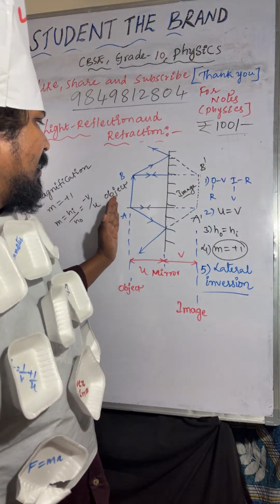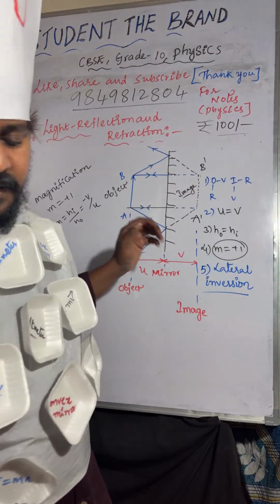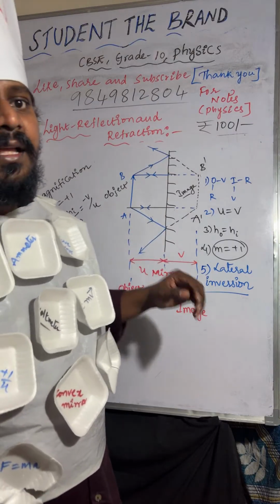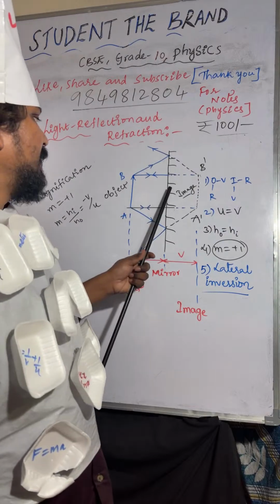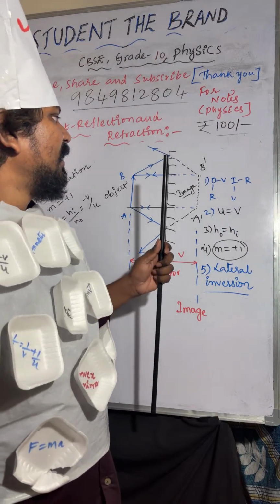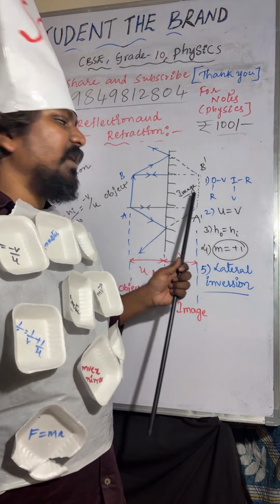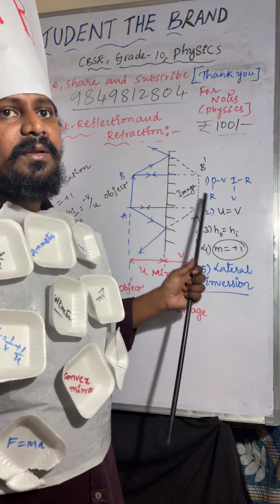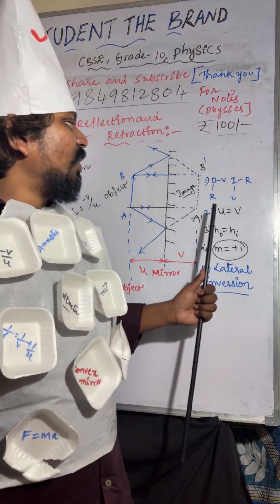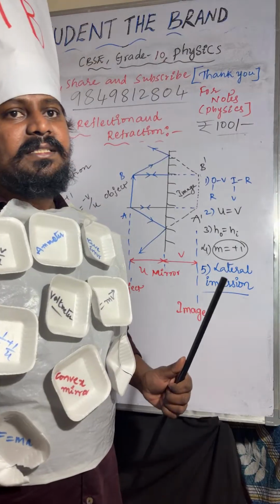The distance between object and mirror is called object distance, and the distance between mirror and image is called image distance. So object distance is equal to image distance.